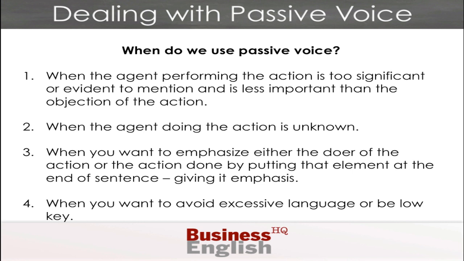Well, when the agent performing the action is too insignificant or evident to mention and is less important than the object. So whenever I send a Gmail message, right? Let's say Craig is sending one to Frank or Frank is sending one to Craig. Whenever we send each other email, Google says your message has been sent. That's because it's not about Google. They don't say we sent your message because they know that they are not important for our information. We need to know that my message has been sent. Okay, because it's about the message, not about Google, even though Google is doing the action.